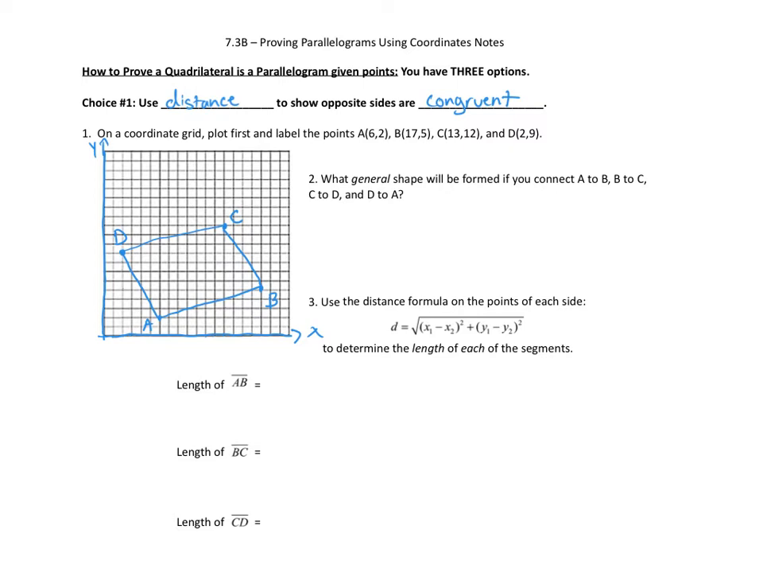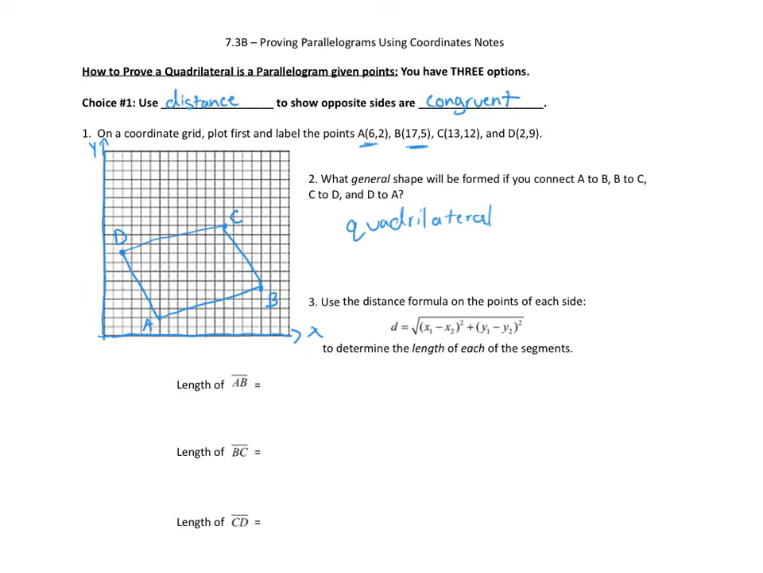So, what general shape did we form? Well, this is a quadrilateral for sure. We can definitely say that because it has 4 sides. So when we want to use choice 1, we need to use the distance formula to determine that the lengths are congruent. First, we want to find the length of AB. A is (6, 2) and B is (17, 5). Remember, it is the difference of x's squared plus the difference of y's squared, all underneath the square root sign.